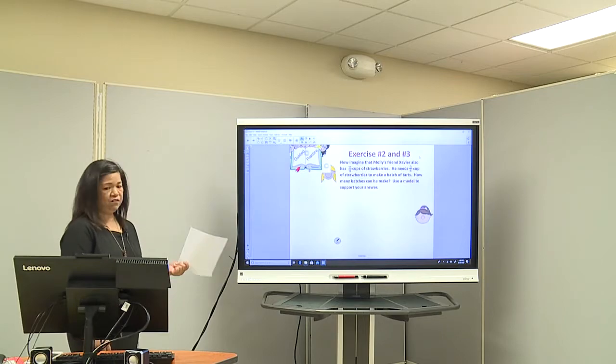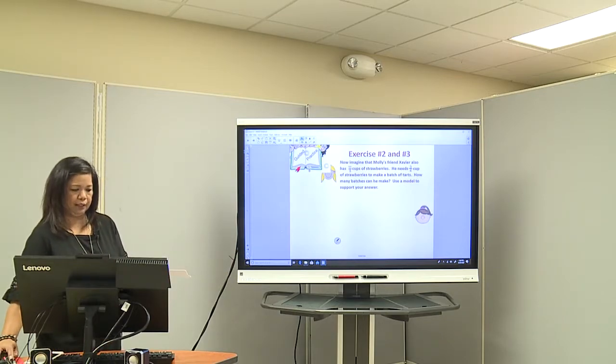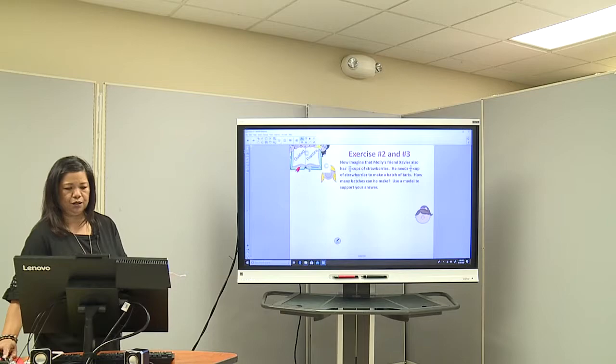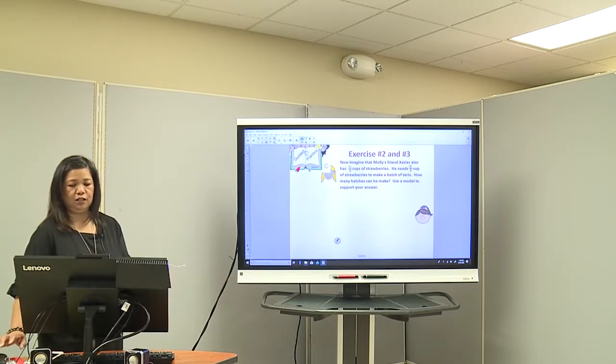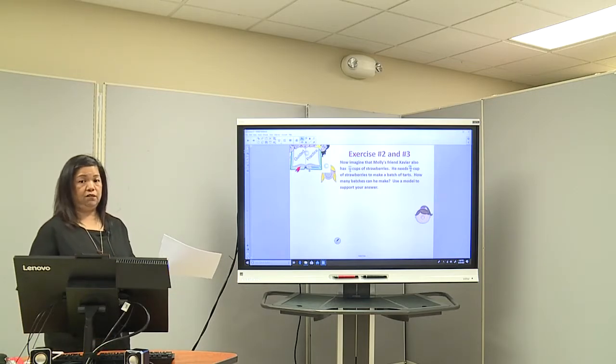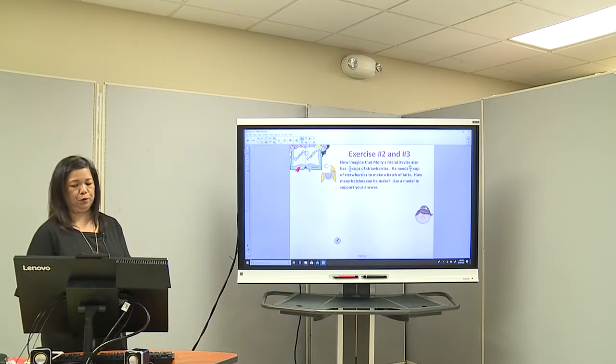Now, remember in the previous example, let's go back to that slide. Here, Molly needed 3/8. Here, Molly's friend needed 3/4. Okay, so it's still division, but we have a different fraction to divide. So let us look at the problem using a model.